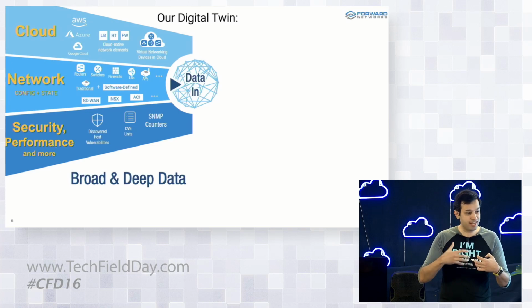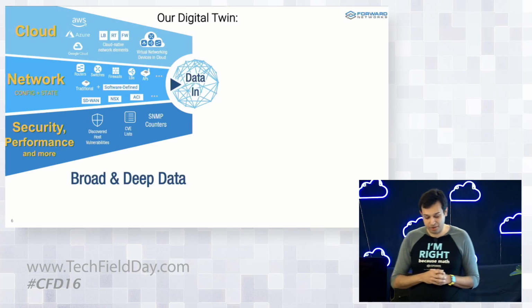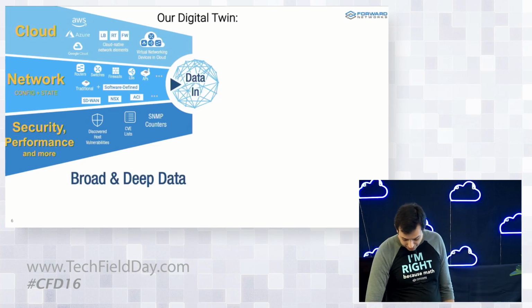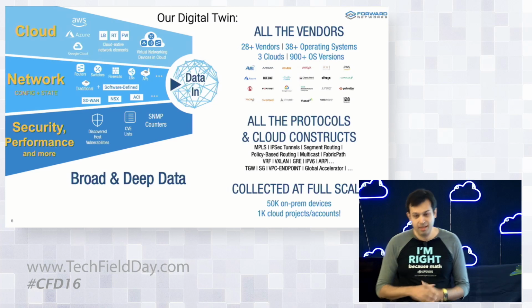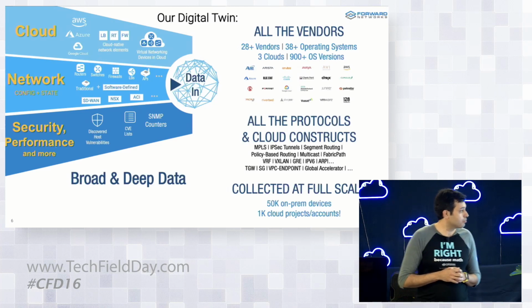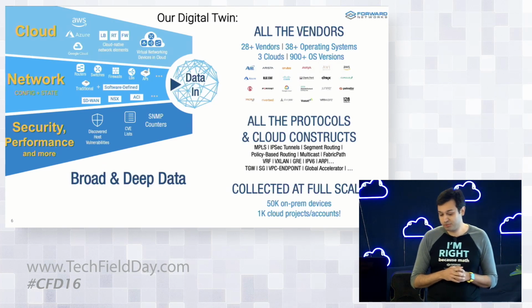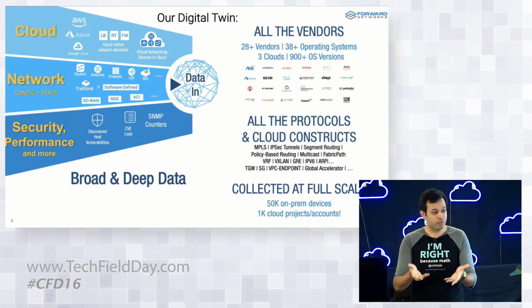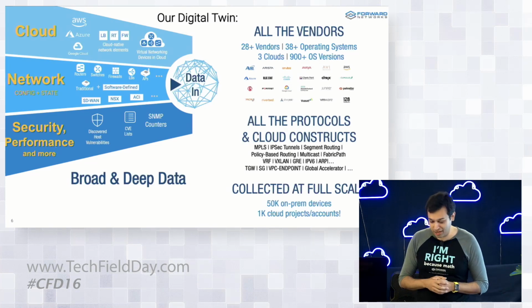It's giving context to other types of information that are not specifically cloud or on-premises. So just like Google Map, we have broad and deep data. We support close to, at this point, 30 different vendors and close to 40 different operating systems across these vendors. These include traditional on-premise vendors and the 3 major cloud vendors.